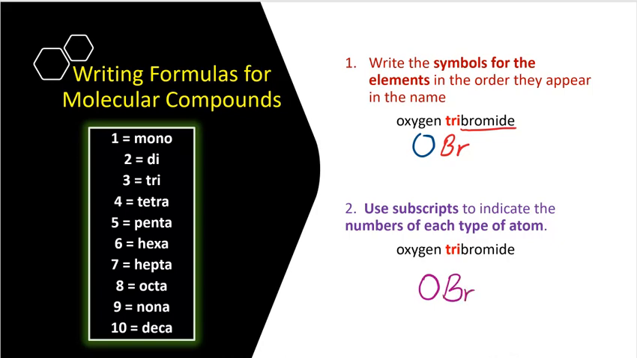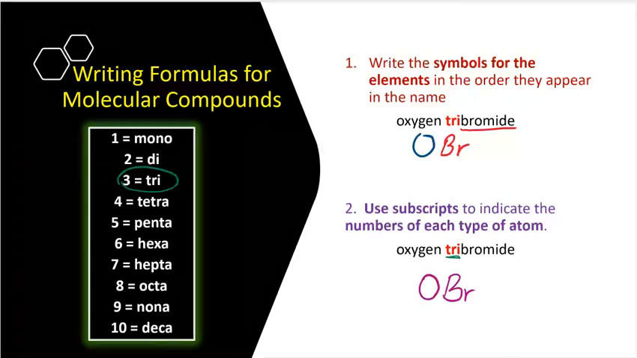Now we have to write down the subscripts. So tri means 3. Let's write down 3 here. So oxygen tribromide is OBr3.